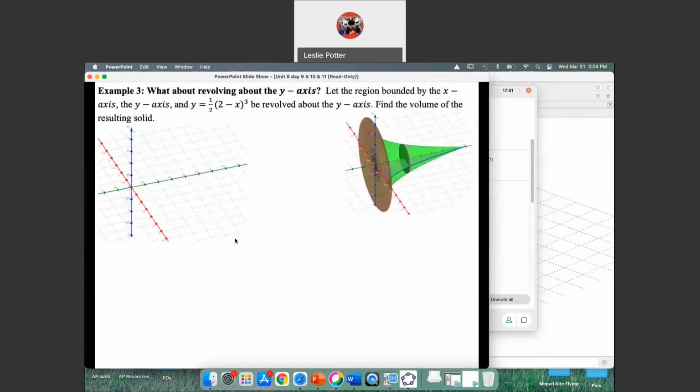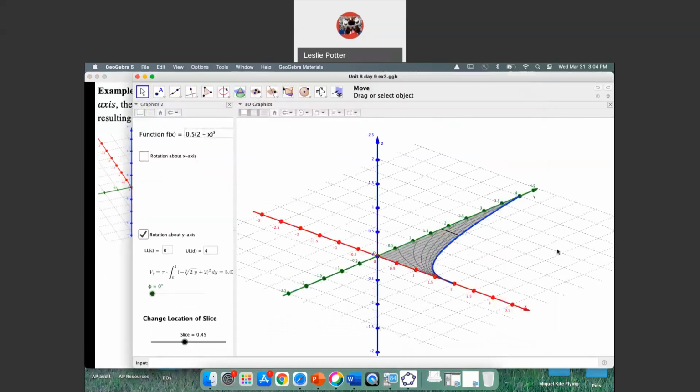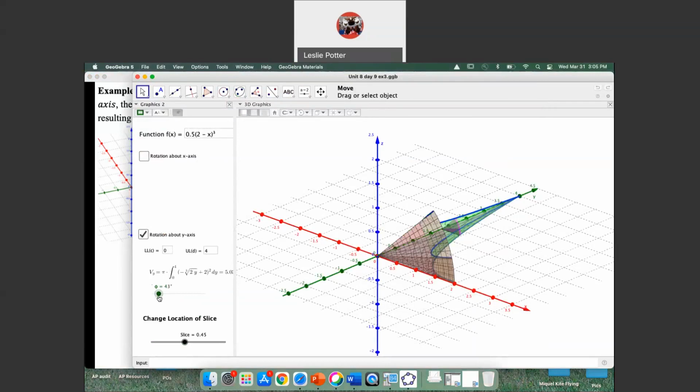So if you notice the same function and the coordinate axes, the x-axis, the y-axis, and this cubic, that's what we're bounded by, and now we're revolving about the y-axis. When we go about the x-axis we get this super wide shape; about the y-axis it's still pretty wide, but not as wide. Remember we spun this about the x-axis. Now we're going to take this about the y-axis, so it's going to look like this.